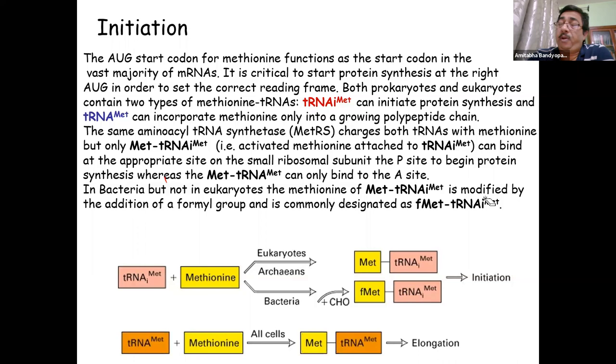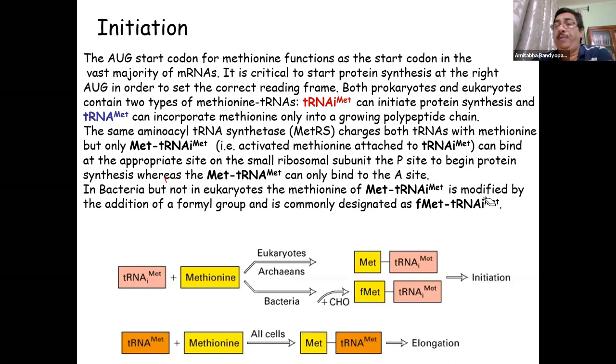Okay. Now, first of all, the answer is that there are two different tRNAs, one that serves the purpose of initiation and one that serves the purpose of elongation. In bacteria, the tRNA that is used for initiation is modified with formyl methionine. So it is called fMet tRNA. But that is not there in eukaryotes. But irrespective, in eukaryotes also you have two different tRNAs.